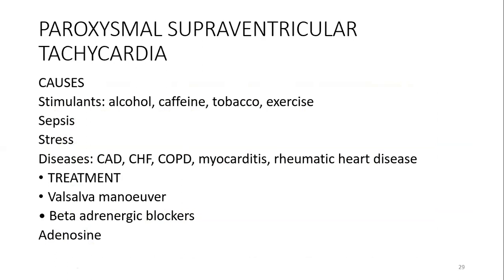So the causes of supraventricular tachycardia include stimulants like alcohol, caffeine, tobacco, or exercise. Also it could be as a result of sepsis, stress, diseases like coronary artery disease, congestive heart failure, COPD, myocarditis, rheumatic heart disease. Treatment can be done with the Valsalva maneuver, which will help to increase vagal tone and hence reduce the heart rate, or we can use beta blockers or adenosine.